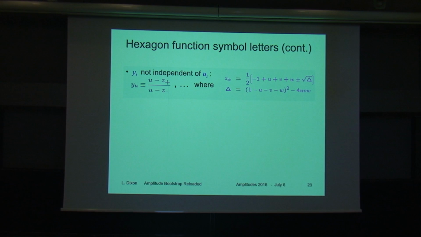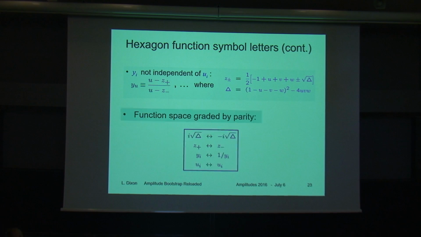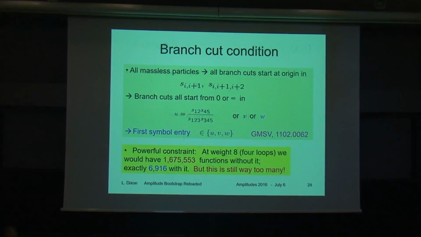Since there are only 3 kinematic variables, the y's are not independent of the u's, but they have a square root relation, so that there's a definition of the y's in terms of u and z plus or minus, which have this square root of delta in it. And there's a parity operation, which flips the sign of the square root and inverts the y's. And so we can split the space into parity odd functions whose symbols have an odd number of y's, and parity even functions that have an even number of y's. And that grading helps simplify the linear algebra that you have to do in constructing this function space.